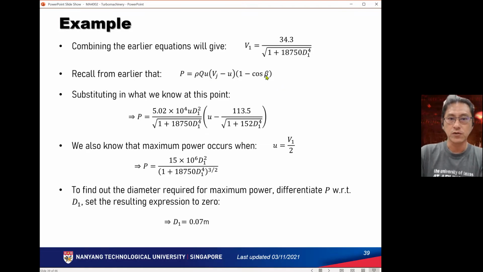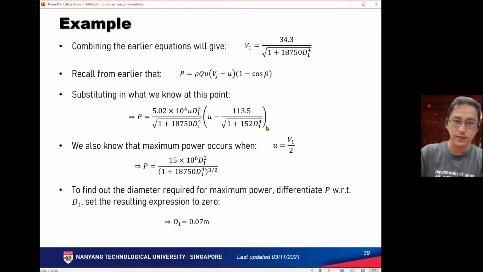Okay, all right. So what happened is we can actually substitute all the things we have gotten up to this point back into this power equation, such that at the end of the day, this is what we're going to get. You guys can work out the details, but for the sake of brevity for this online lecture, I'll just go straight to here.